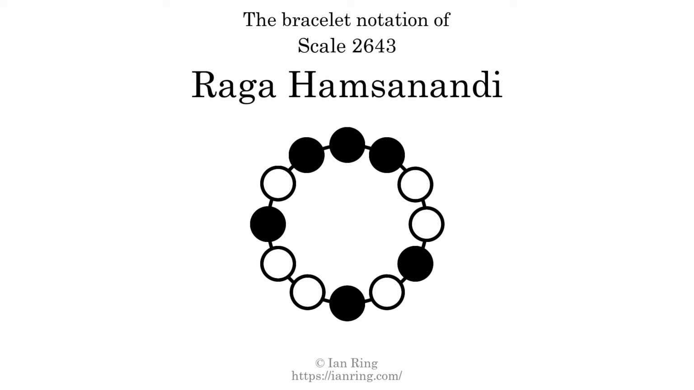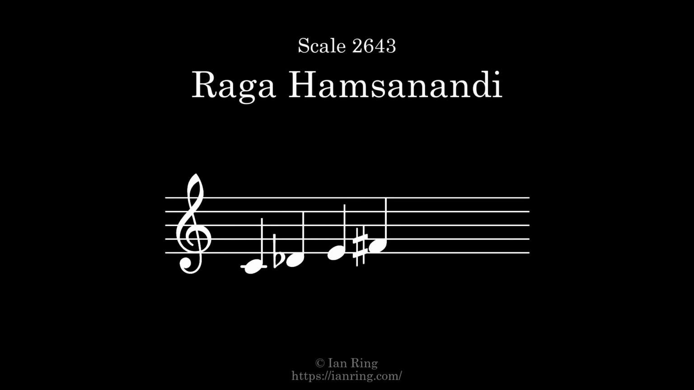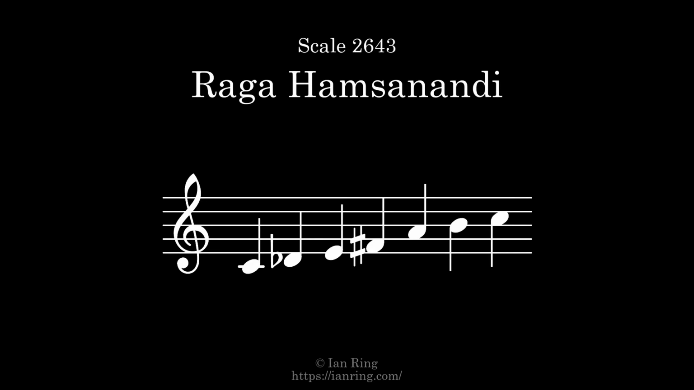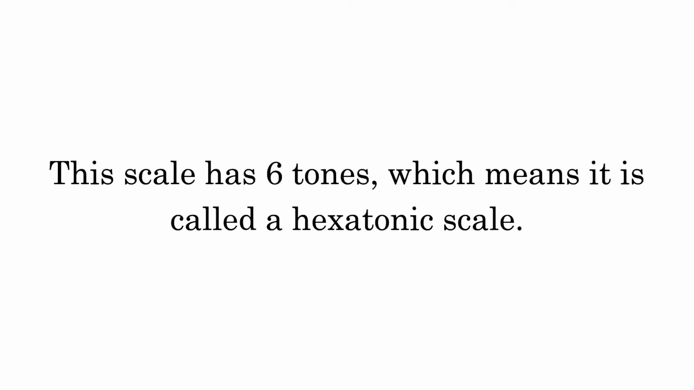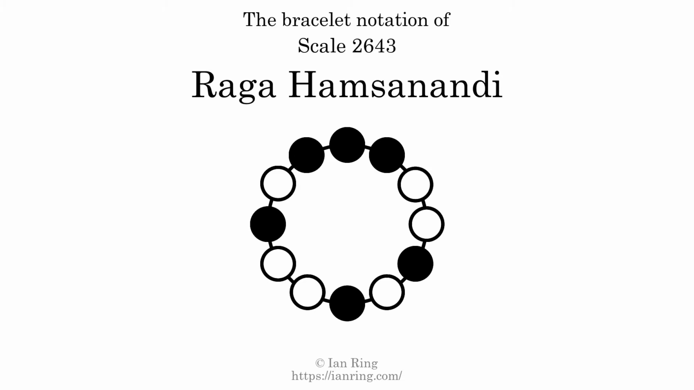2643, Raga Hamsanandi, which sounds like this. This scale has 6 tones, which means it is called a hexatonic scale. This is a bracelet notation diagram of scale 2643. The shaded circles represent tones that appear in the scale, and they are read clockwise, starting at the top.